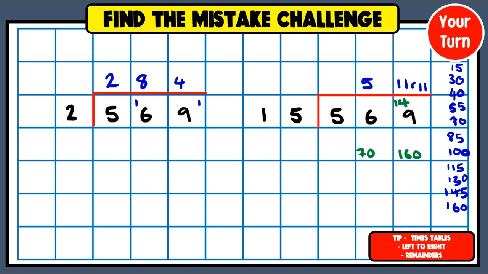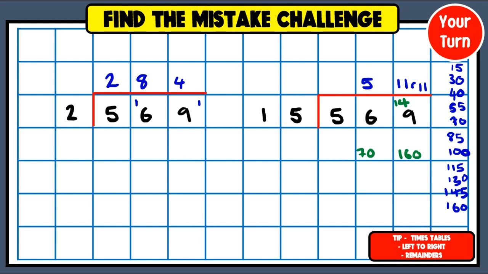Okay, so find the mistake challenge. In this challenge, we've got a divisor of 2, and then we've got a divisor of 15. So I haven't bothered doing the 2 times table because I know it in my head. If you think it will help you, you're welcome to do the 2 times table before starting, that you can make reference to when you come to dividing it. So have a look, pause the video, see if you can see what I've done wrong, and go ahead and answer it now.